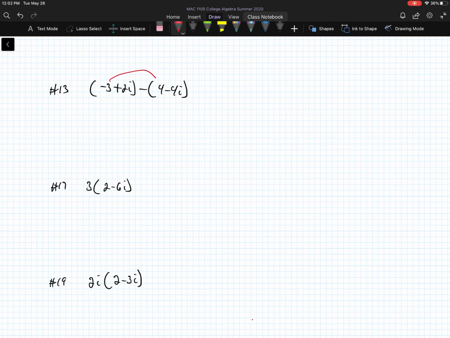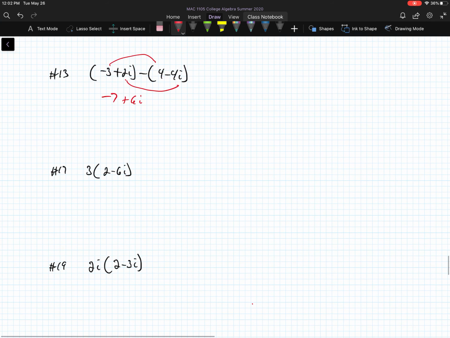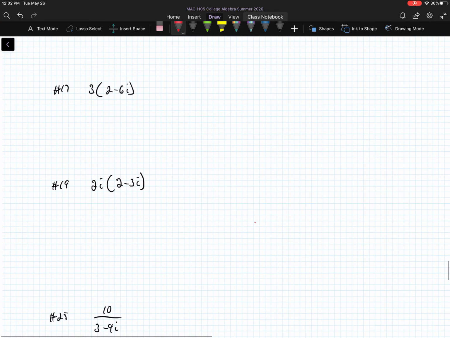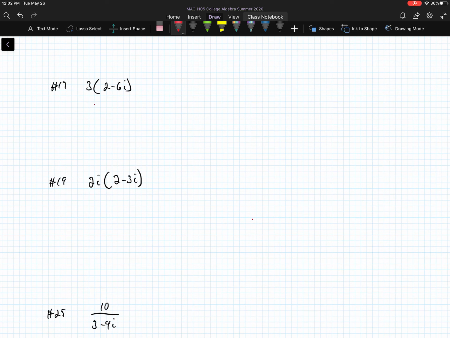Here, I'm going to do negative 3 minus 4, which is negative 7. And then I'm going to do 2i minus negative 4i, which is the same thing as 2i plus 4i, which is going to be 6i. Now for number 17, I just do distributive property, so that's going to be 6 minus 18i.